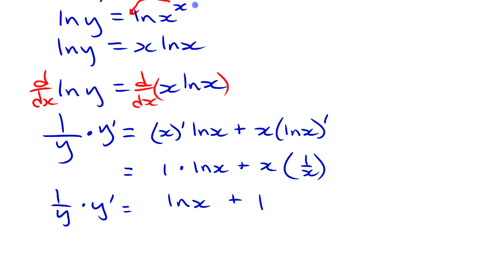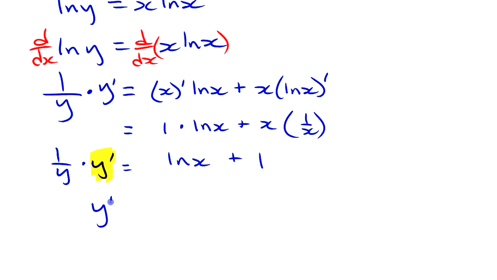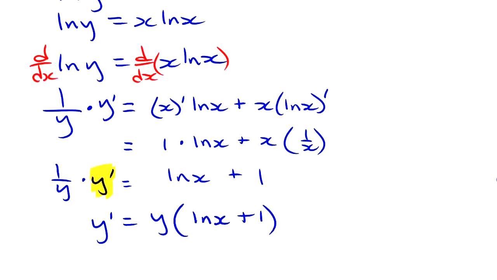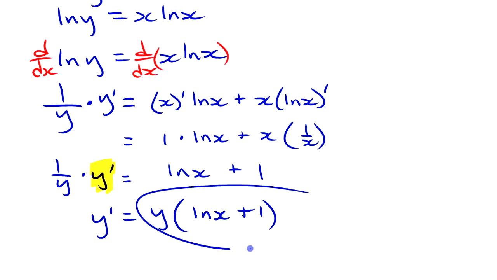If we want to isolate y prime, because that's what we're trying to do, we're trying to find the derivative here, we can multiply both sides by y, and we're going to get y prime is y times ln x plus 1. And that's the derivative, but it's nice if we can express the derivative in terms of x alone over here. So we want to change this y.